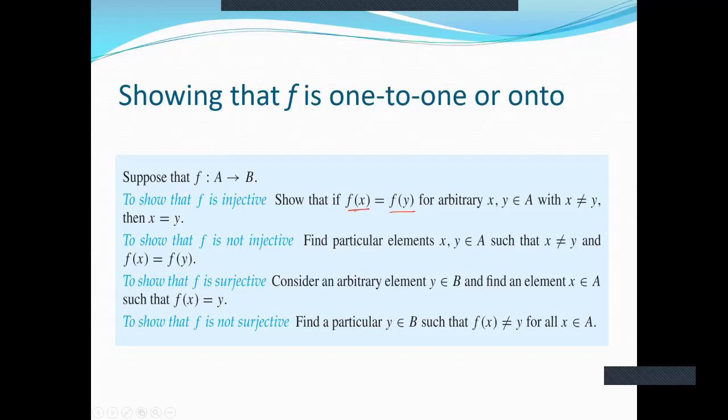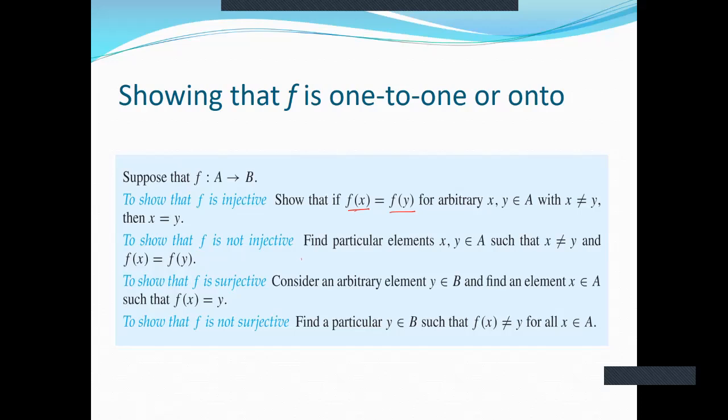We will see some examples in the coming slides as well. To show that f is not injective, find particular elements x and y that belong to A, such that x and y are not the same, but the images are the same. Find such elements, and then you will have proved that it is not an injective function.